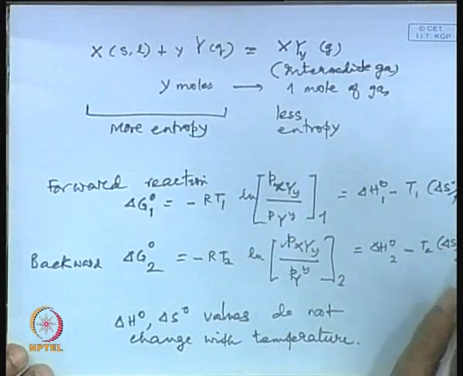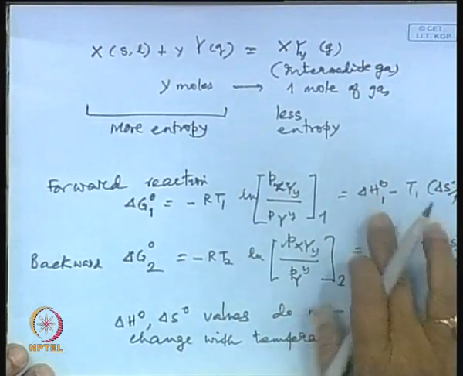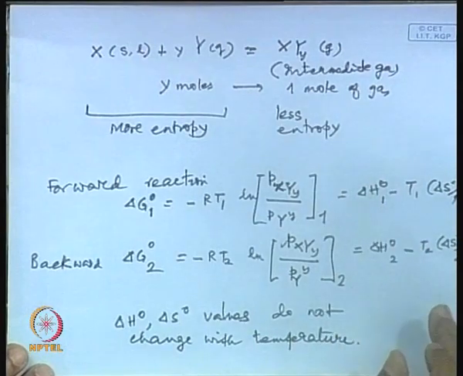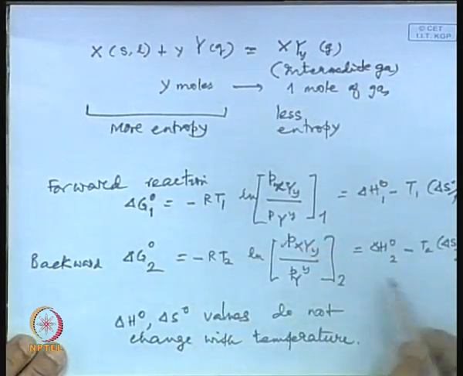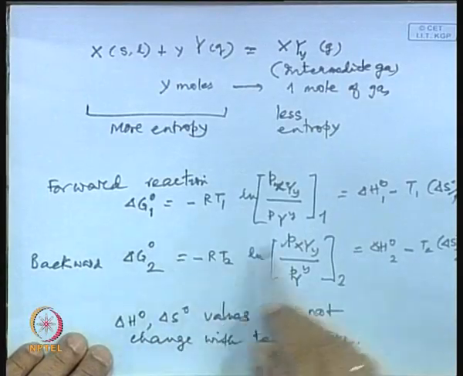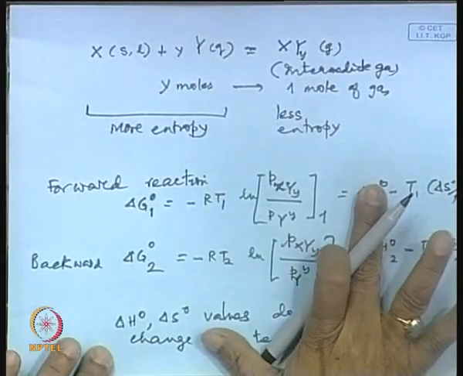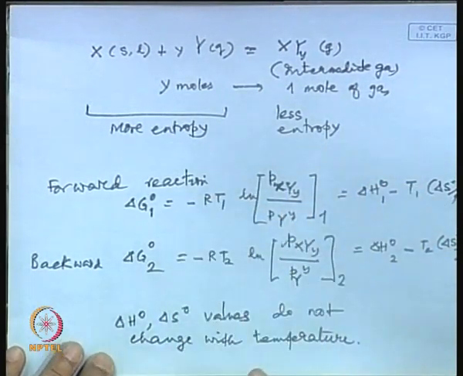First of all, suppose there was no heat of reaction, if delta H naught was 0, then T 1, T 2 cancel out, which means the reaction becomes insensitive to temperature changes. If there was no enthalpy change, then it would not be possible to reverse the reaction at all, because delta G naught will not depend on temperature anymore. Temperature will get cancelled out.